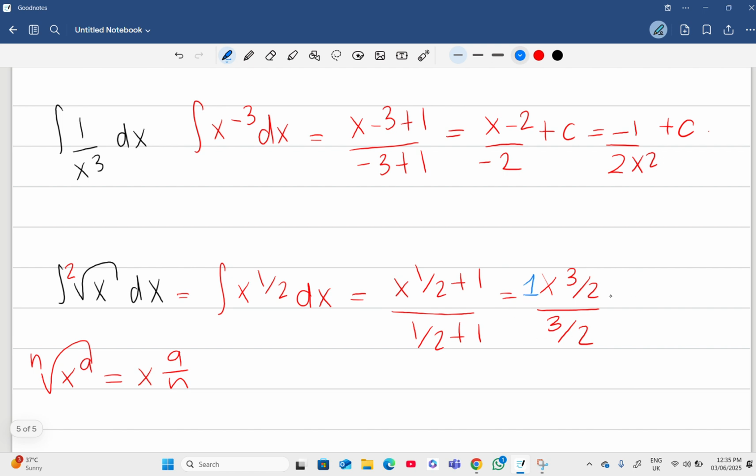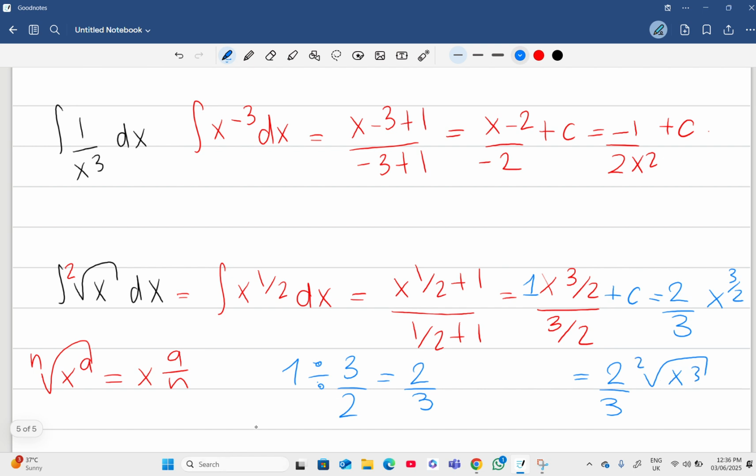Now how do I fix this problem? Obviously don't forget plus c. How do I fix this problem? 1 divided by 3 over 2. 1 divided by any fraction is the reciprocal of that fraction. So 2 over 3. So this is going to give me 2 over 3 x to the power of 3 over 2. And if I want to rewrite this, it's going to be 2 over 3 x cubed, and this is going to be a square root.